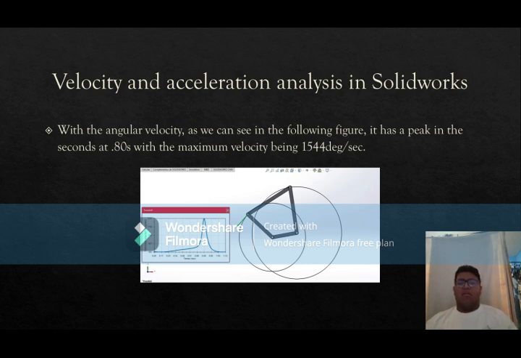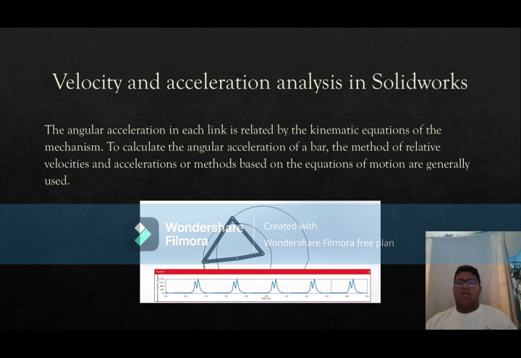And the angular acceleration in each link is related by the kinematic equations of the mechanisms. To calculate the angular acceleration of a link, the method of relative velocities and accelerations or methods based on the equations of motion are generally used.